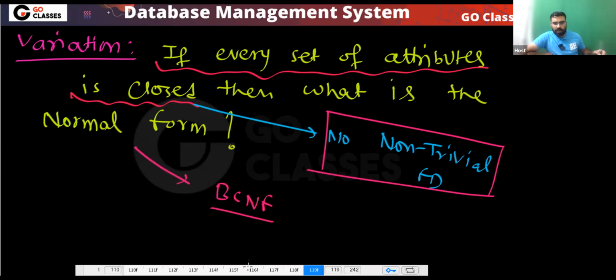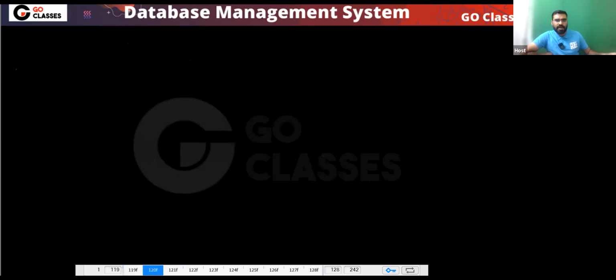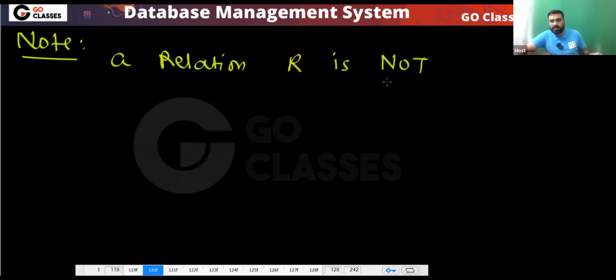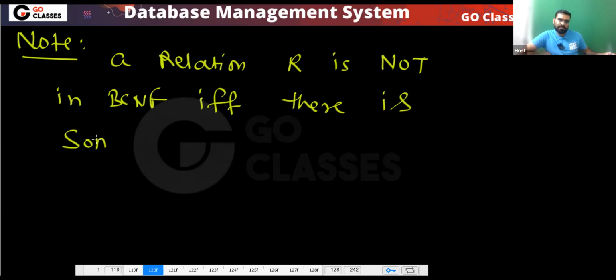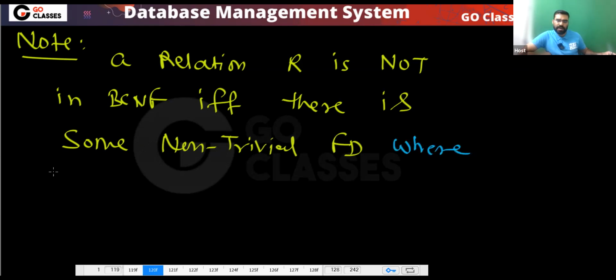To violate the BCNF, what do you need? A relation R is not in BCNF if and only if there is some non-trivial FD where the LHS is not a super key. This is the definition. Is this clear?